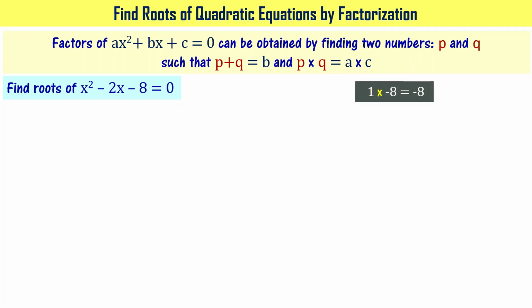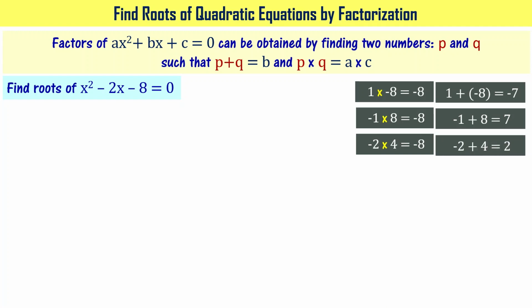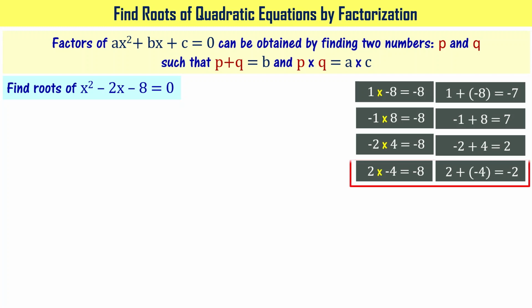Minus 8 can be written as 1 times minus 8. Their sum is minus 7, whereas we require it to be minus 2, so it is not matching our requirement. Minus 8 can also be written as minus 1 times 8, and their sum is 7. It is also not meeting our requirement. Minus 8 can be written as minus 2 times 4, and their sum is 2. Minus 8 can also be written as 2 times minus 4. Their sum is minus 2. It meets our requirement, right? So now let's say that p equal to 2 and q equal to minus 4.